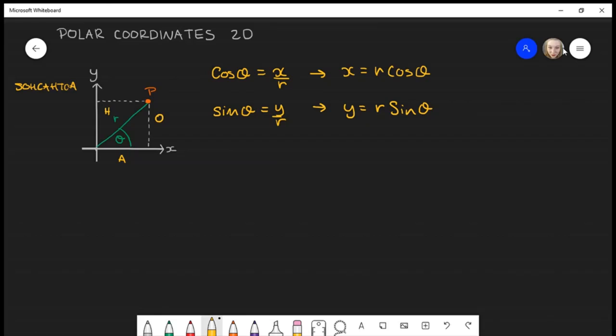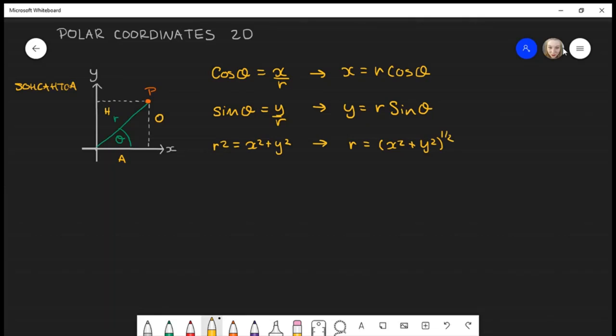For completeness, I'm going to do the inverse identities, where I'm going to express r and theta in terms of x and y. R here is the hypotenuse, therefore I'm going to be using Pythagoras' theorem. R squared is x squared plus y squared, making r the subject. R is x squared plus y squared to the half, or you could just square root all of it.